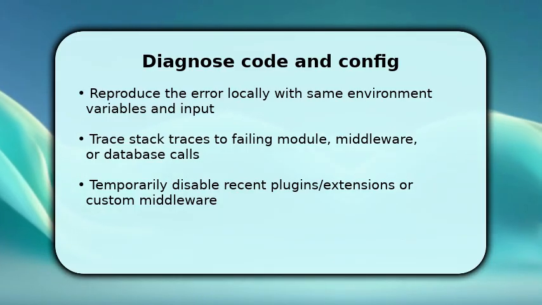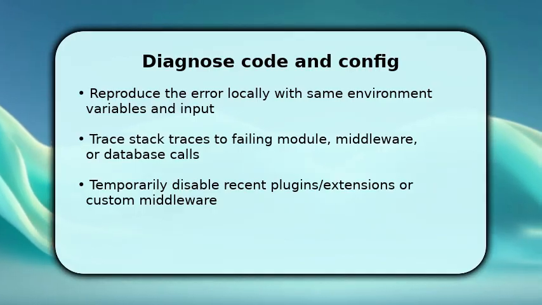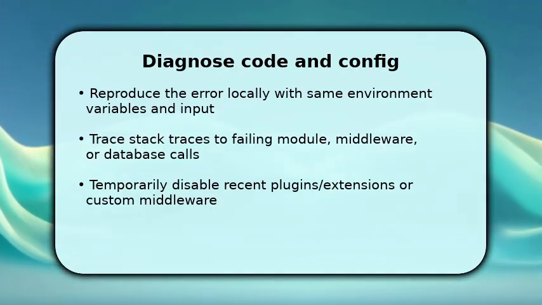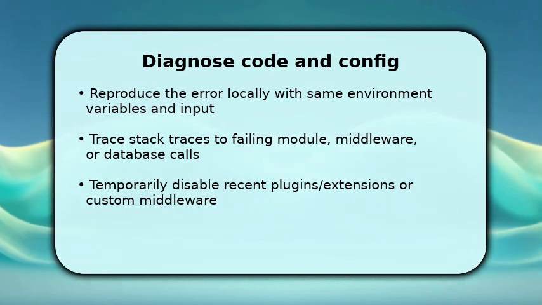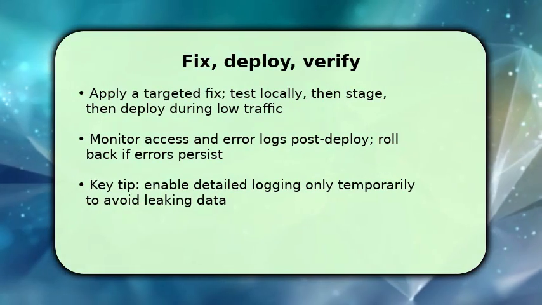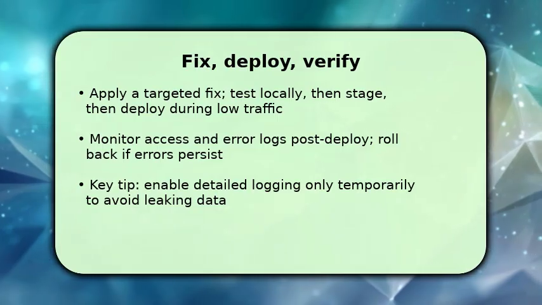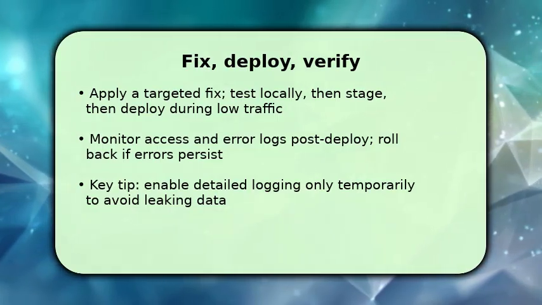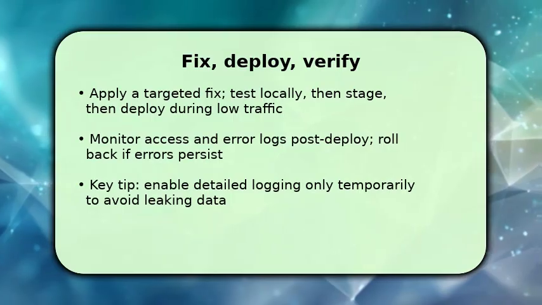Once isolated, run unit or integration tests to confirm the failure, and prepare a minimal patch. You implement the targeted fix, correct code, adjust config or restore permissions, and test locally before deploying to staging and production during a low-traffic window.